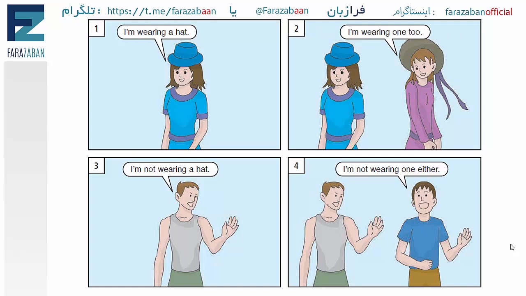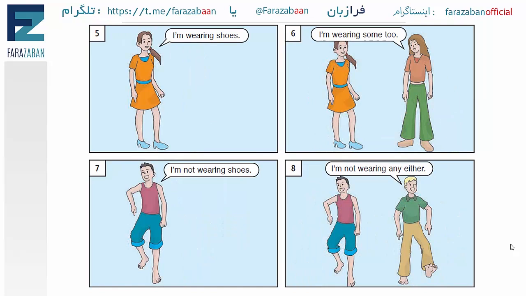وقتی میخوایم بگیم منم نپوشیدم، منم ندارم، منم نه، منفی میخواین بگین اگه فعلتون منفی either رو آخر جملتون بیارید. Look at these sentences. I'm wearing shoes. I'm wearing some too. I'm not wearing shoes. I'm not wearing any either. some هم که تو جملات مثبت میومد، any هم تو منفی. قبلا در این مورد صحبت کرده بودیم.